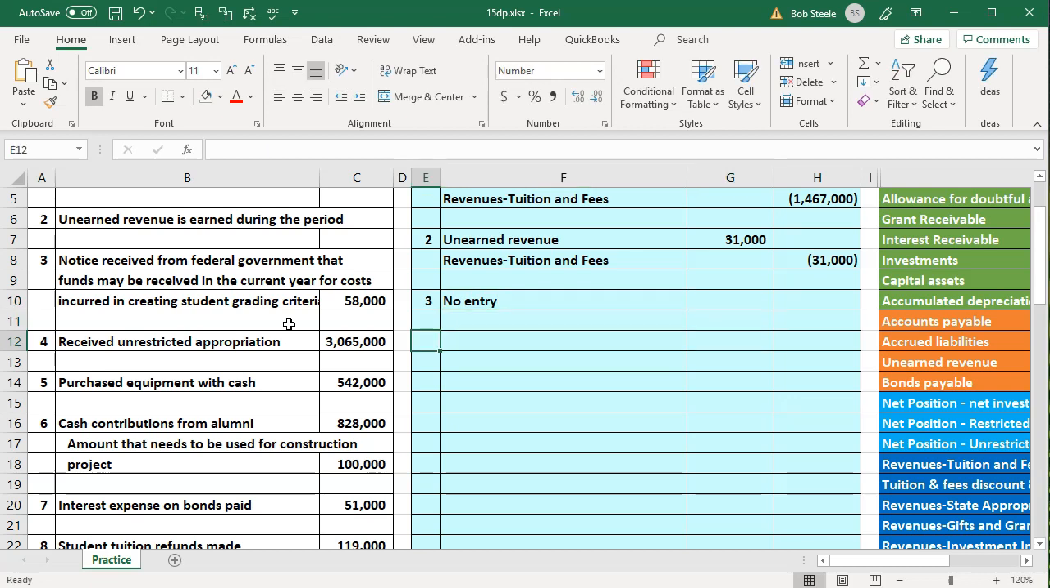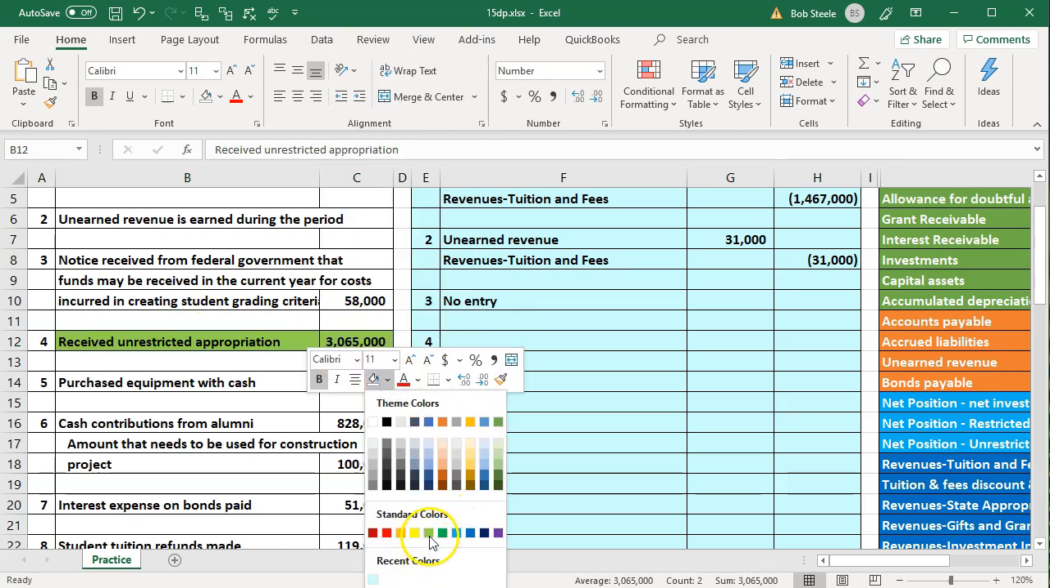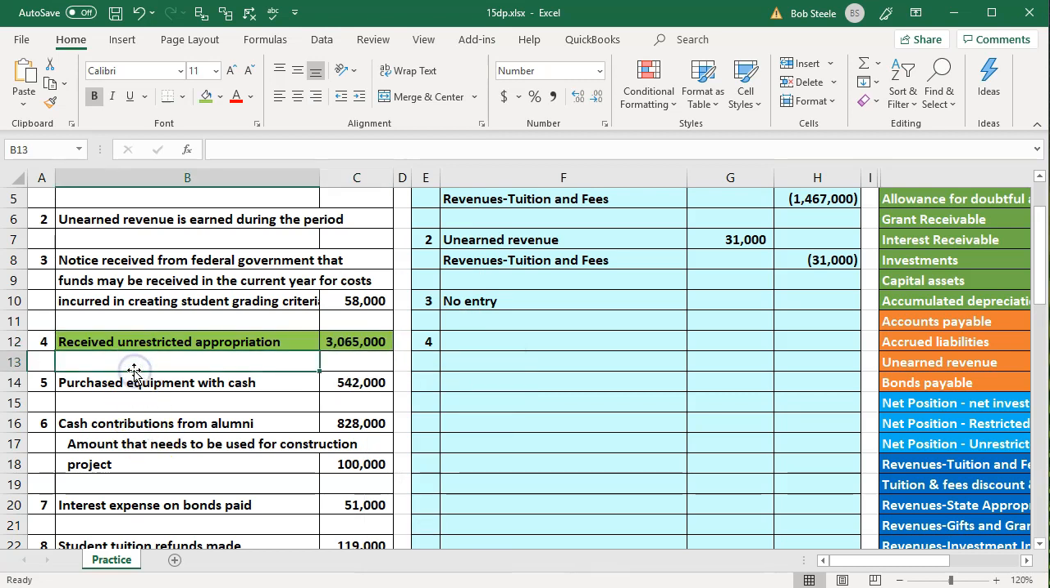And then now we can move to number 4, which will have a transaction, and therefore I'm going to make it green to make sure we know which one we're on with that one. And that says we received unrestricted appropriations. So we got money, appropriations. So cash is going to go up. So that's good. We know what cash does.